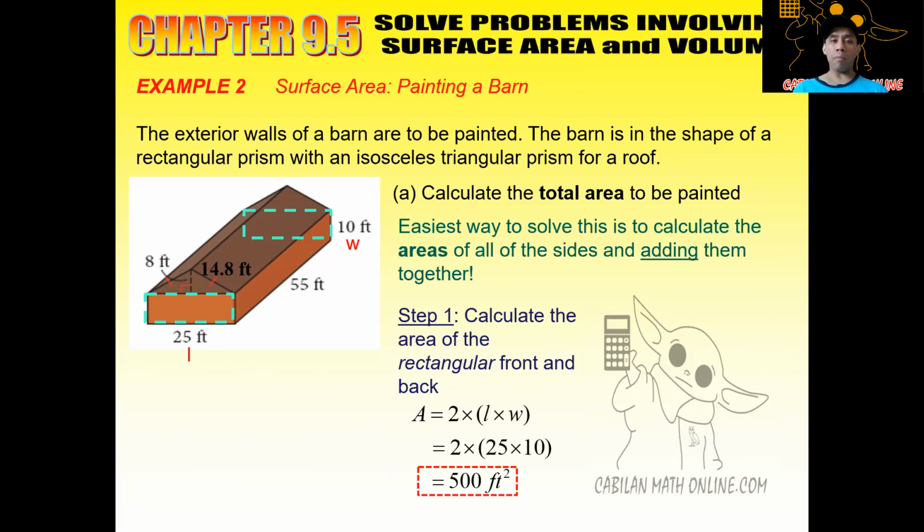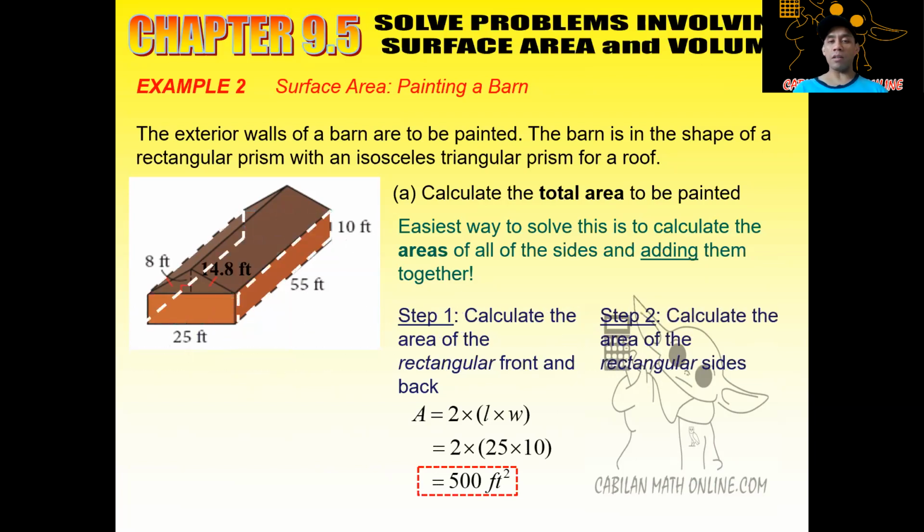Okay, so the next part for the bottom here, we're going to take the 2 side faces and use the exact same formula. This time the length here will be the 55 and the width here will be the 10. So when we multiply those numbers together, that gives 1,100 square feet. So we've taken care of the bottom part.